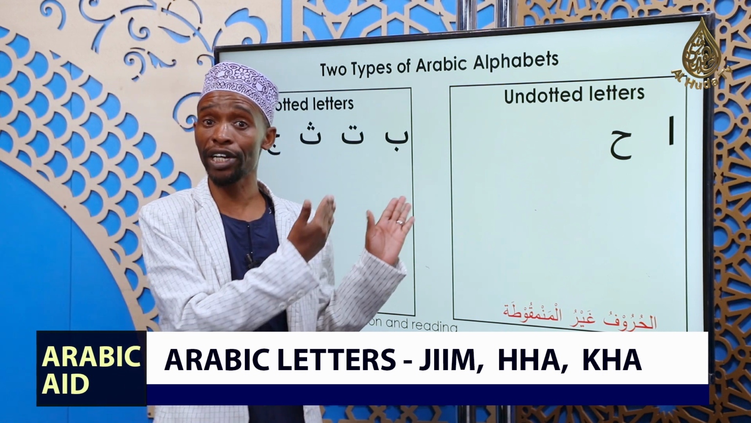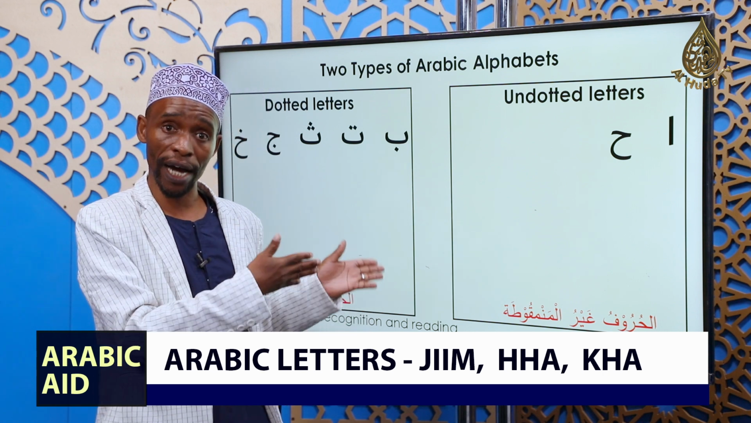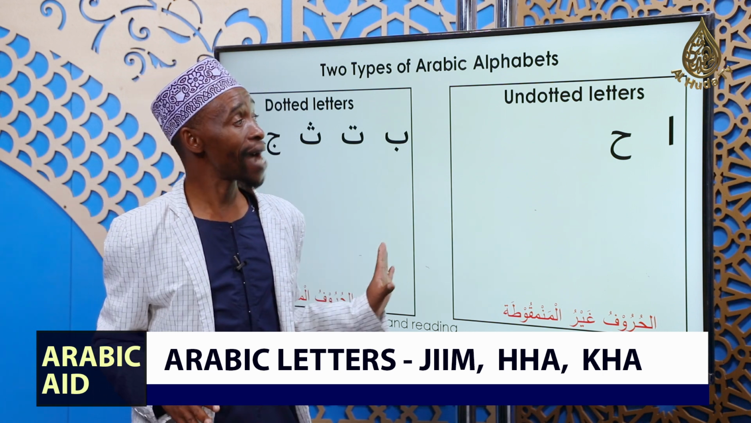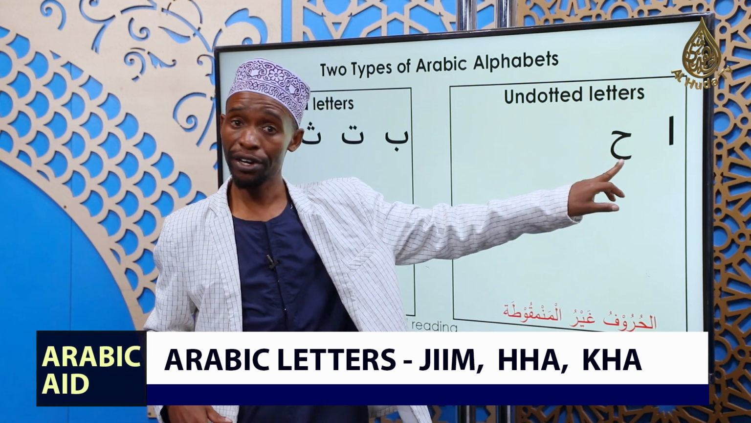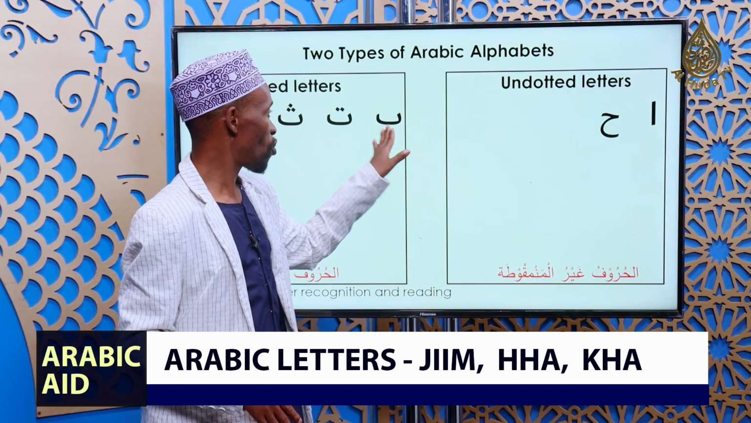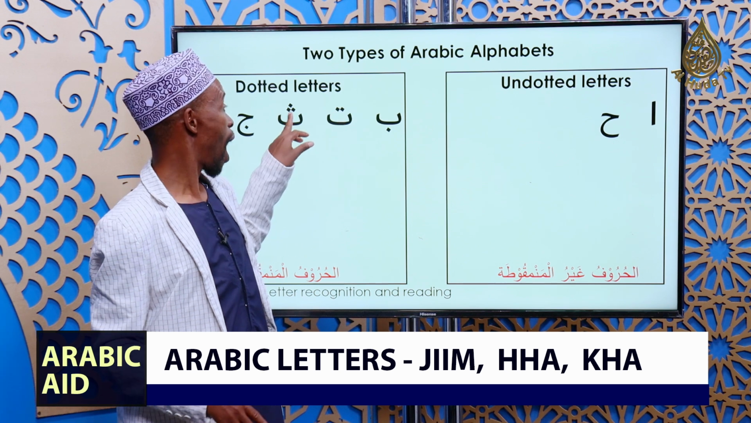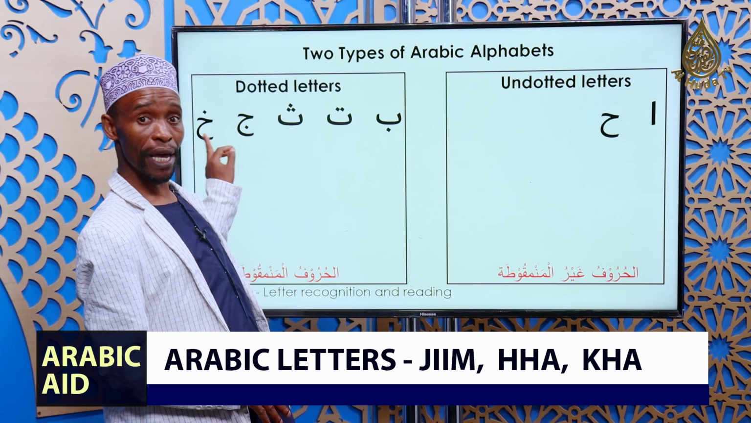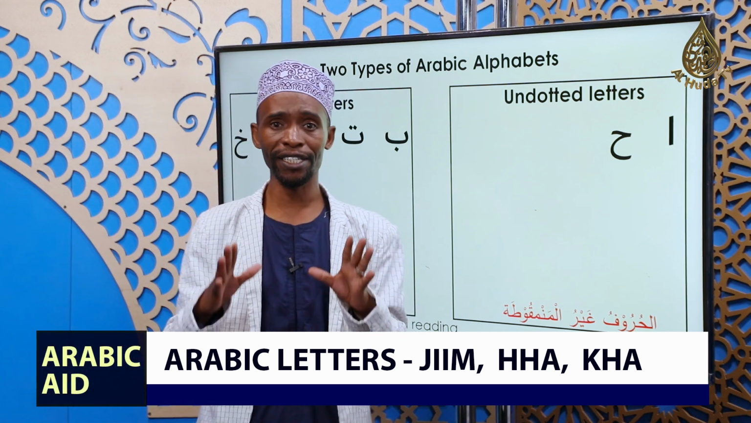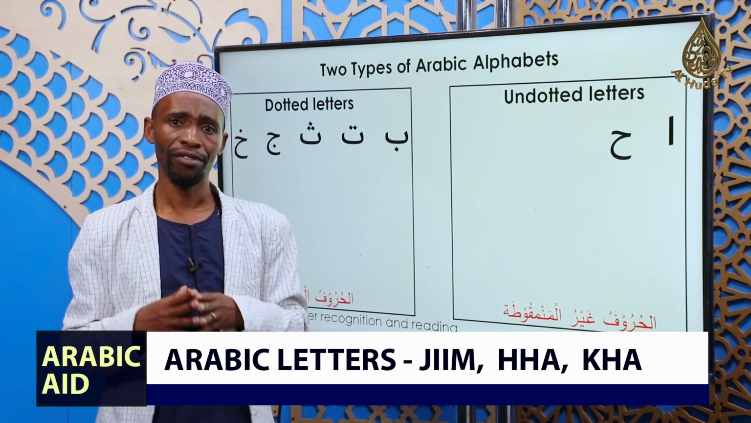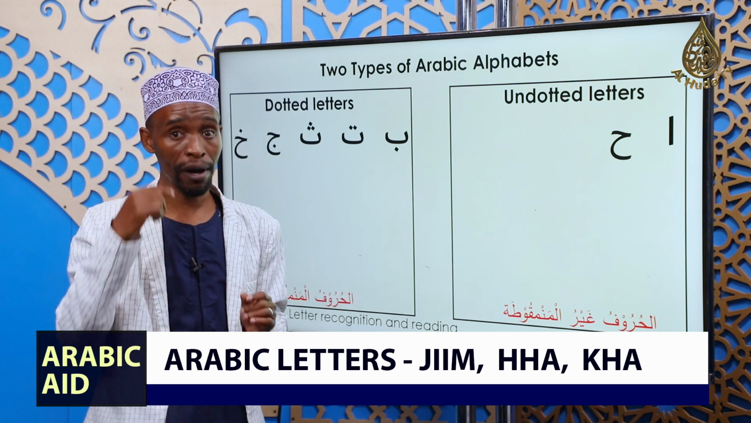On the screen is a table showing the category of each letter we have done so far. On the undotted side, we have Alif and Ha. While on the dotted side, we have Ba, Ta, Tha, Jiim, and Kha. This exercise is meant to help you master the two types of letters because it is important you know them from the beginning.